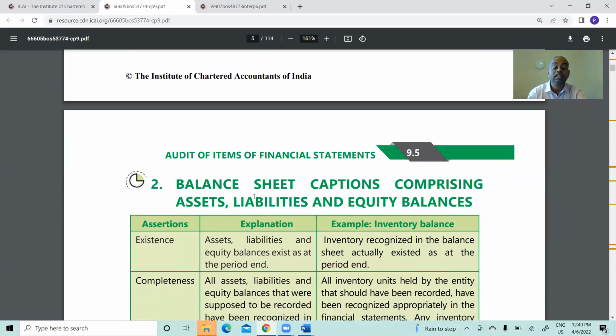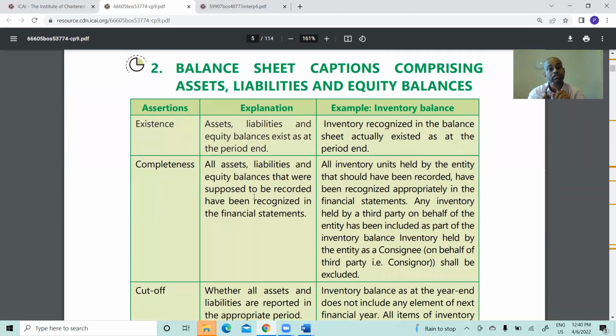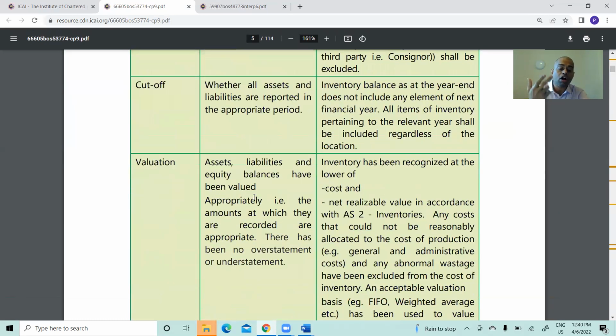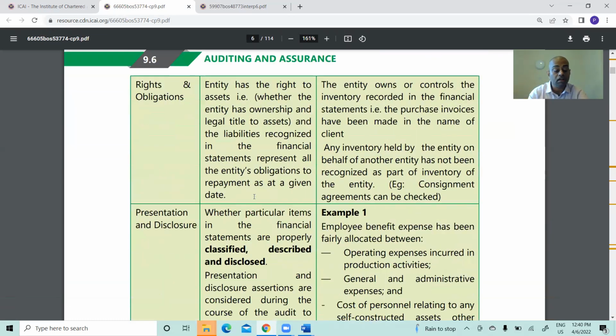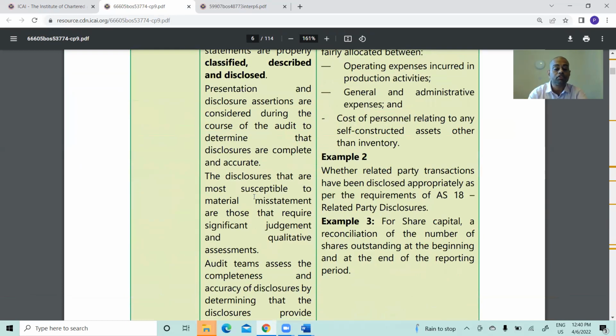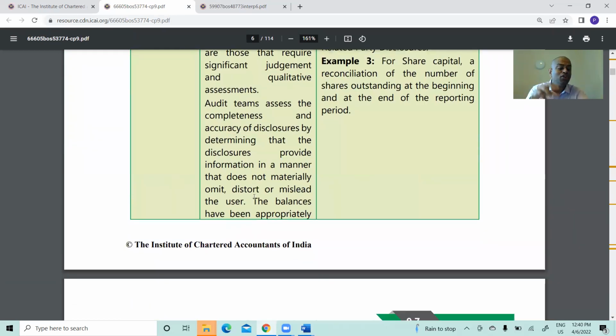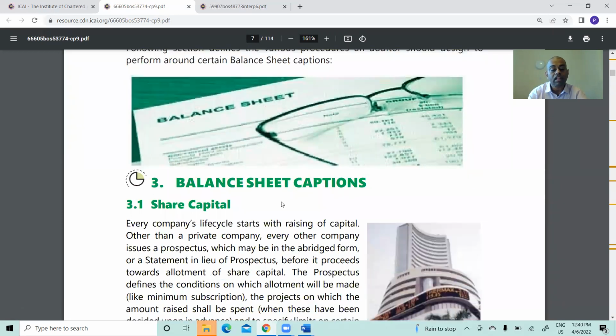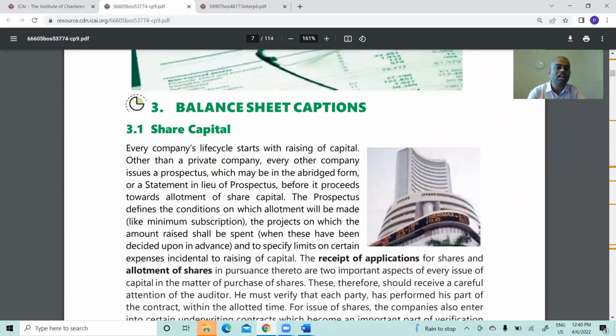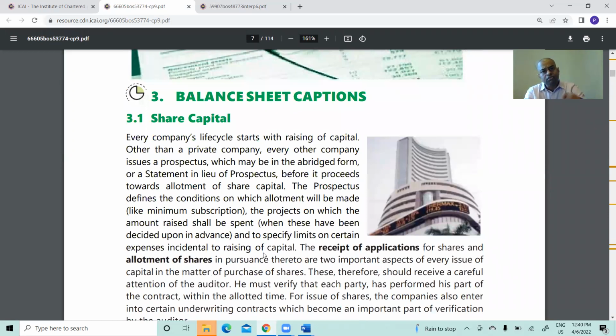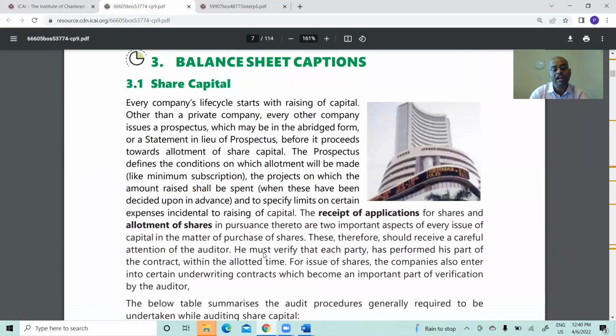First you have to read this. Then if it is balance sheet, 3 items will be there. Assets, liabilities, and equity. Account balances: existence, completeness, cutoff, valuation, rights and obligations, presentation and disclosure. If you read these 2 tables, then you will get an overall idea. Then they have given balance sheet captions. What are balance sheet captions? Already we have typed so many things: share capital, equity share capital, preference share capital. Now you see how much drama and story they write.